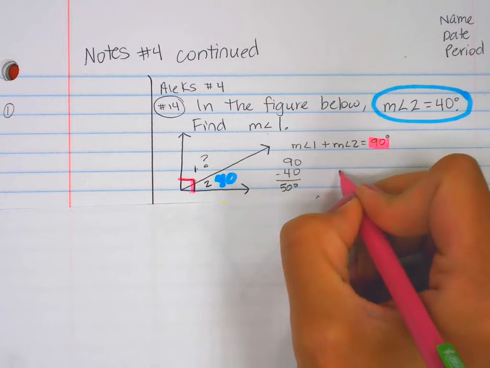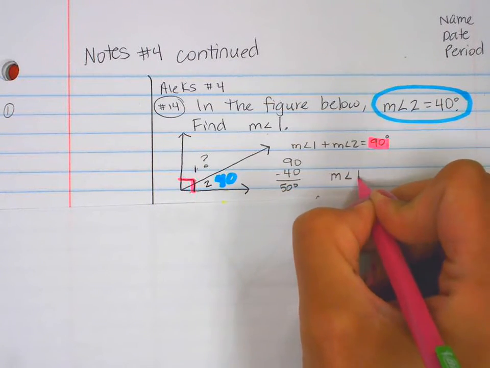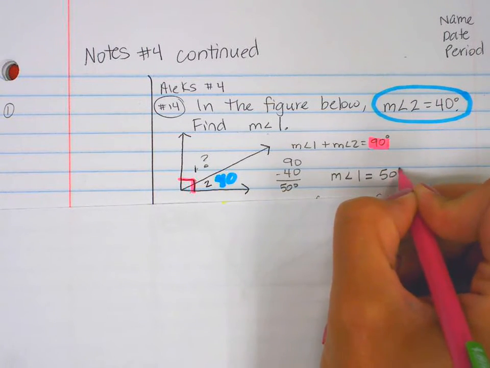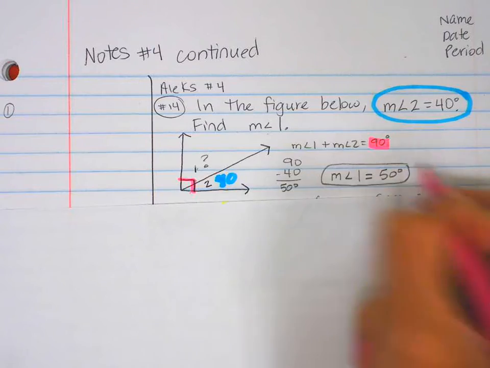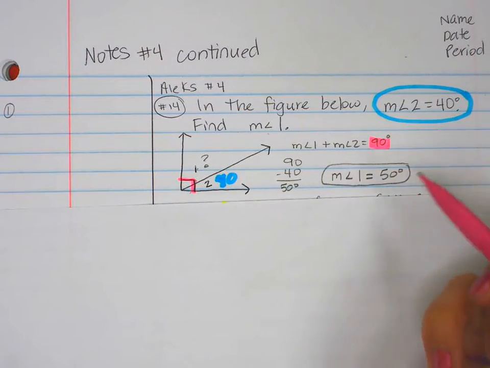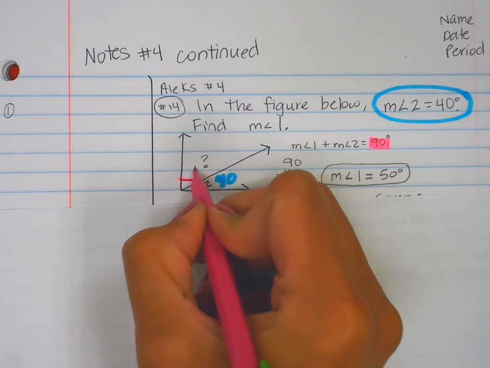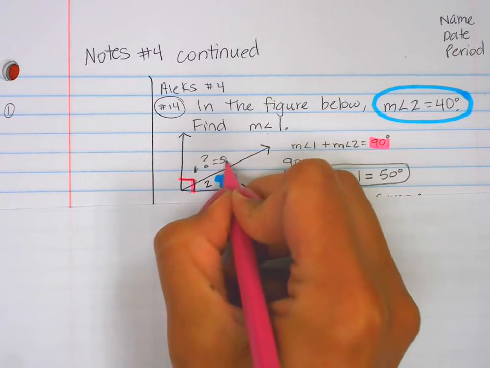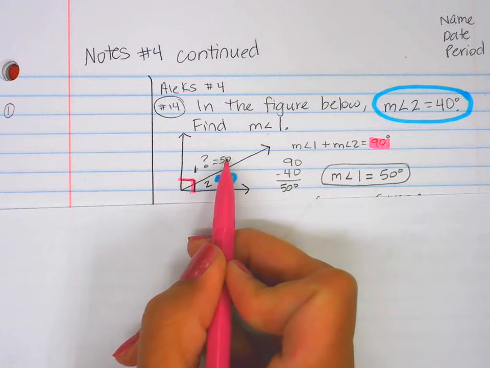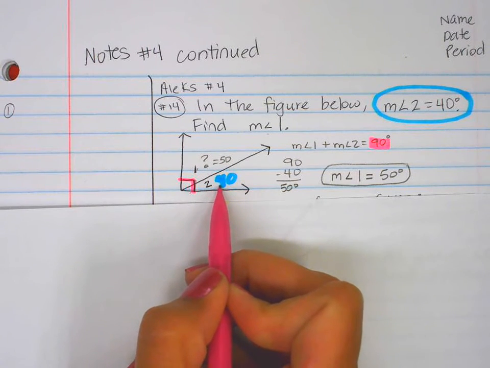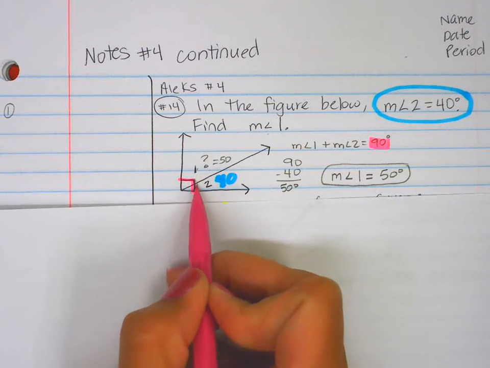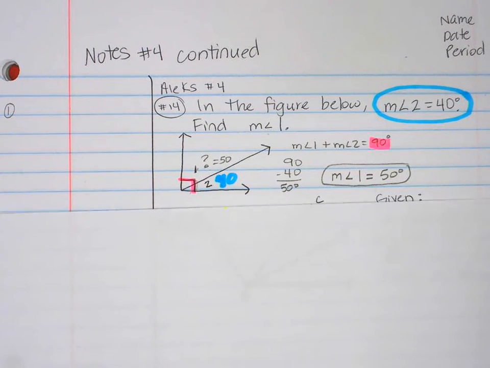So you will have a problem like this on ALEKS. So measure of angle 1 equals 50. I do want you guys to think about checking your answers. In order to check my answer, I can write measure of angle 1 equals 50. If it's a 50 for angle 1 and a 40 for angle 2, if I add them up, they equal 90, and it is a right angle, so it should equal 90. So that's a quick way to check.